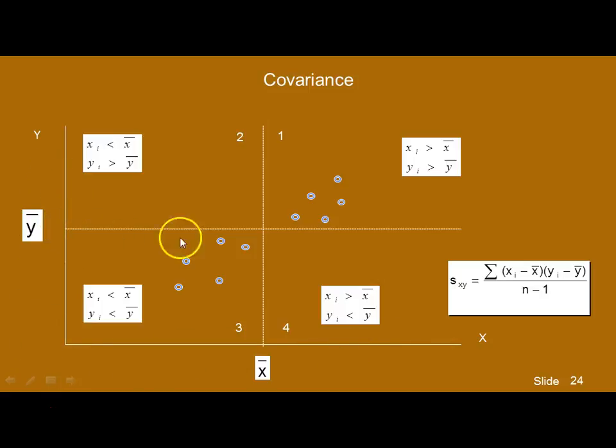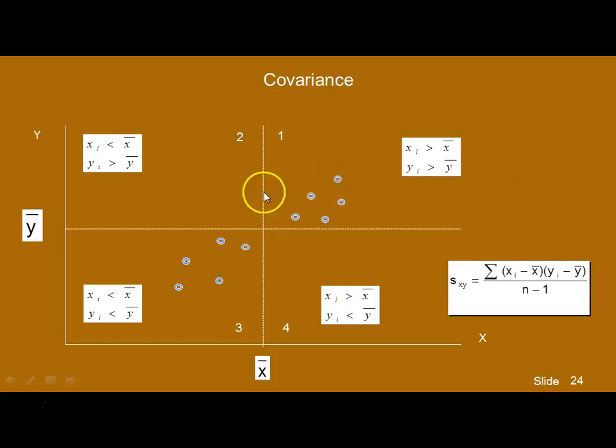I'm going to put lines where the mean of the Y's occurs and where the mean of the X's occurs, wherever those two points happen to be. If you have an upward sloping relationship, notice you're going to get a lot of data in the first quadrant and the third quadrant. These lines have divided this into quadrants. I've repeated the covariance formula over here so we can take a look at something.